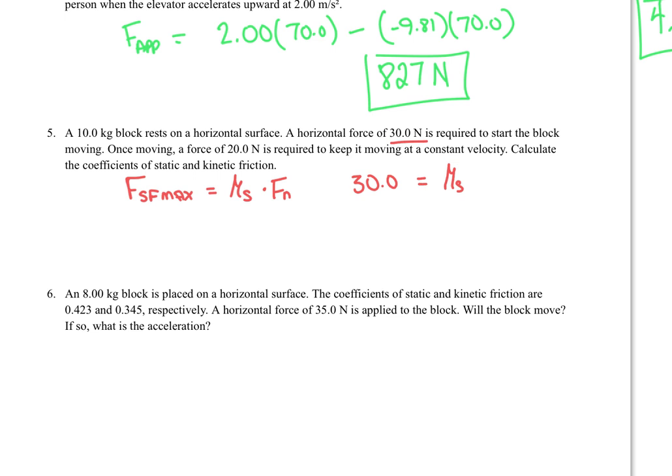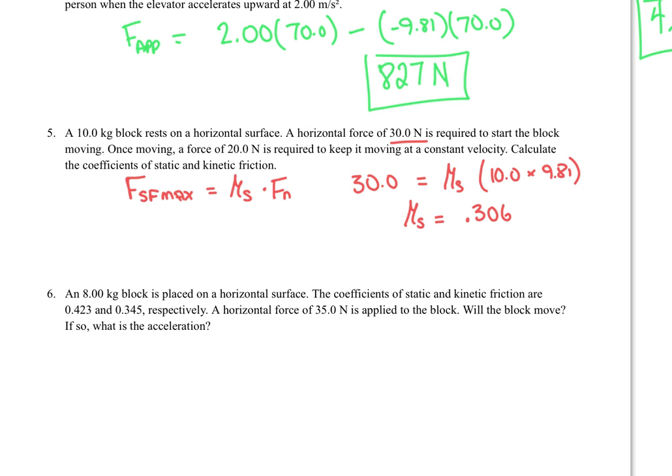Well, they gave us the mass of the block, not the weight. So we have to take the mass that they gave us times the force of gravity. You don't have to negate it. We understand it's just directional, so you don't have to negate that. So you're just basically going to take that 30 and divide by the 10 times 9.81, or by 98.1. So your static coefficient should be something like that.